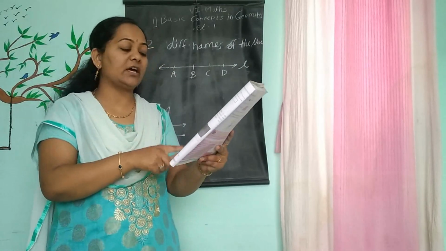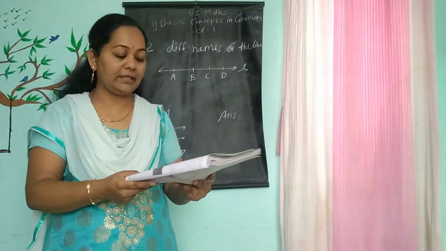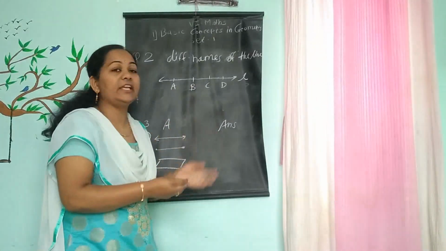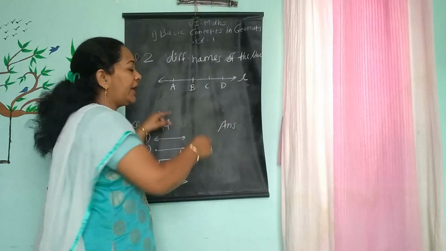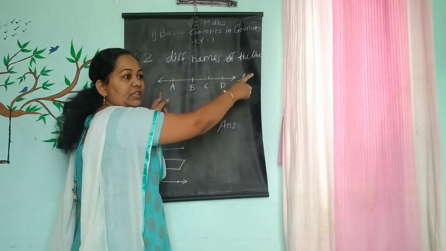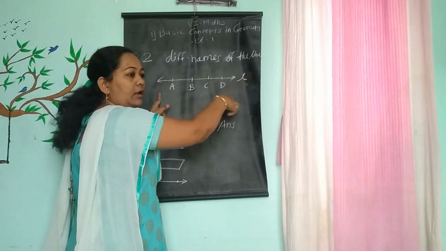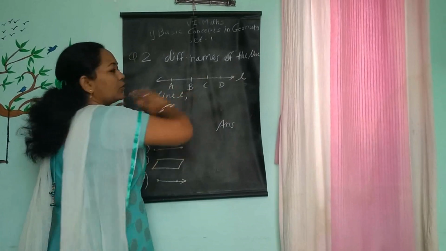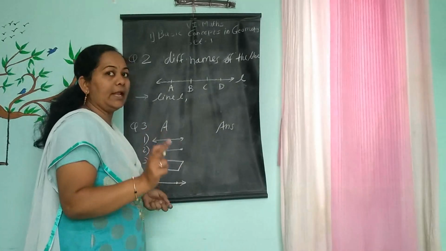Question number 2 is: write the different names of the line. So how to write different names of the line? The diagram is here on the screen. You can observe the main line is here L. So you have to write the answer first as line L. This is a common name of that line.